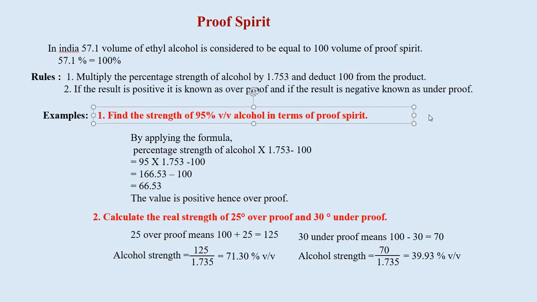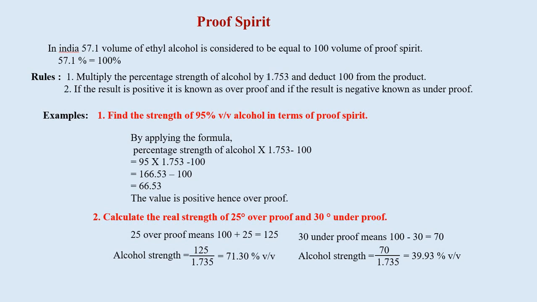Why are we deducting? To know whether that alcohol is overproof or underproof. If the result is positive, it is known as overproof, and if the result is negative, it is known as underproof. These are the two basic rules.